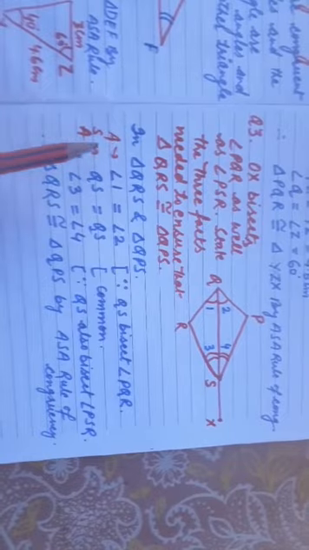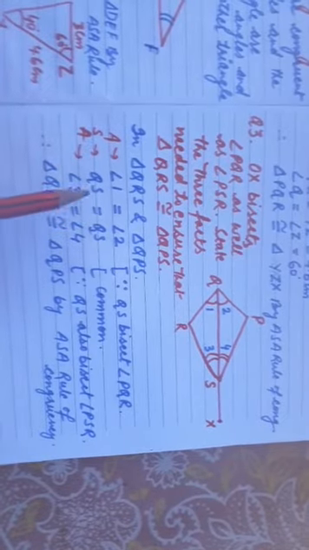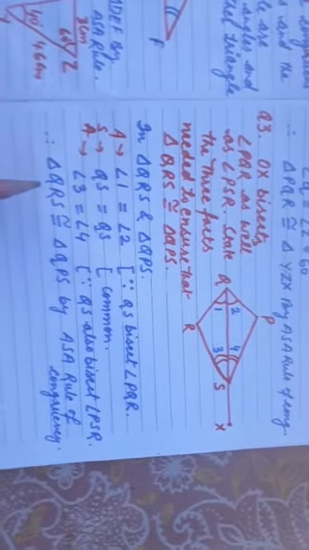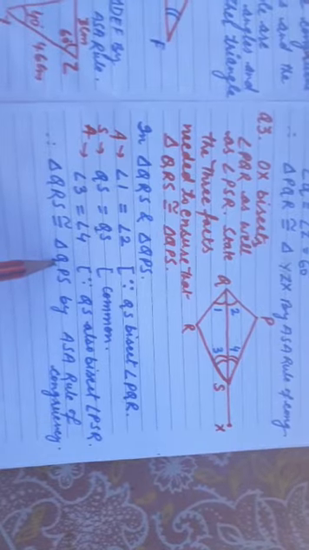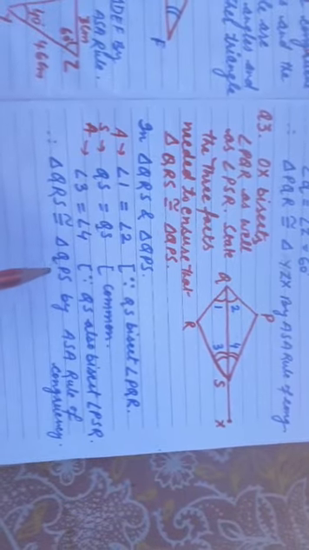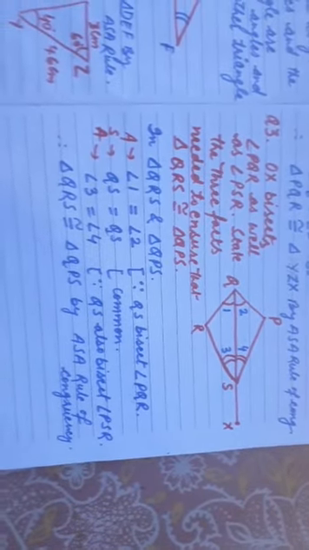So by the angle side angle rule, it is angle, side, angle. So these two triangles are congruent by the angle side angle rule.